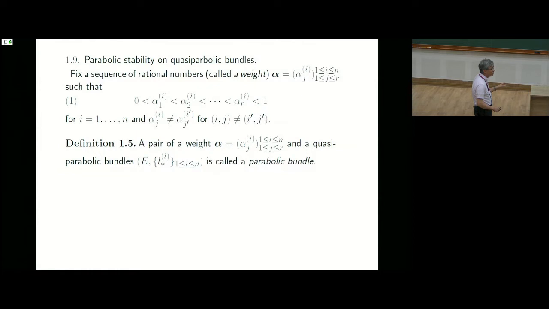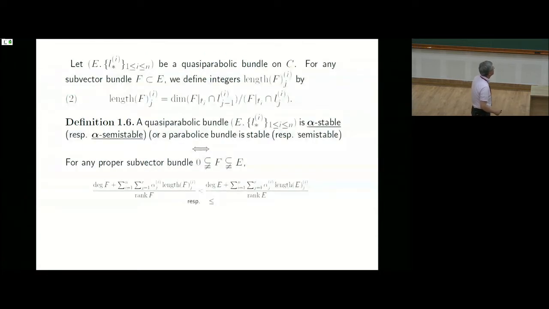That is the usual definition, I think. So then, if you have a quasi-parabolic bundle on C, for any sub-vector bundle F in E, we define the integers length F_i by using this filtration in E.